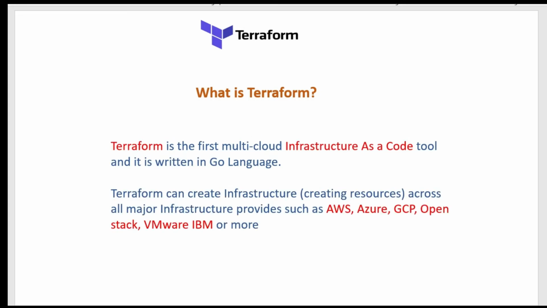Terraform is the first multi-cloud infrastructure as code tool, and it is written in the Go language. We do not need to learn the Go language. We can write the code in a declarative format, and Terraform creates different resources across all the infrastructure providers such as AWS, Azure, GCP, OpenStack, VMware, IBM, and more.